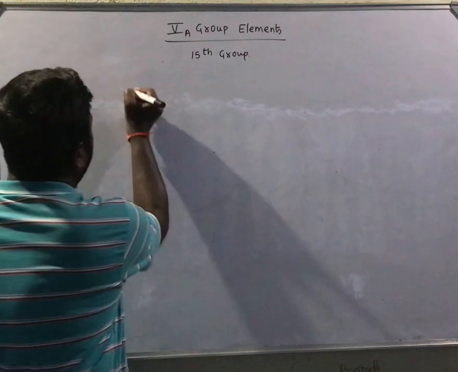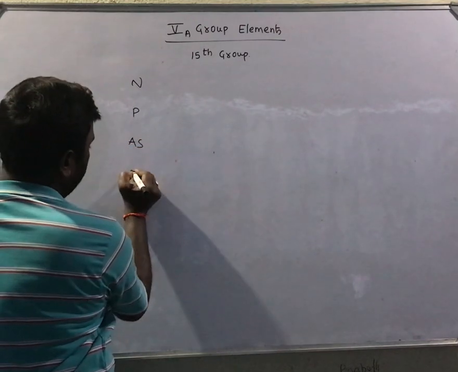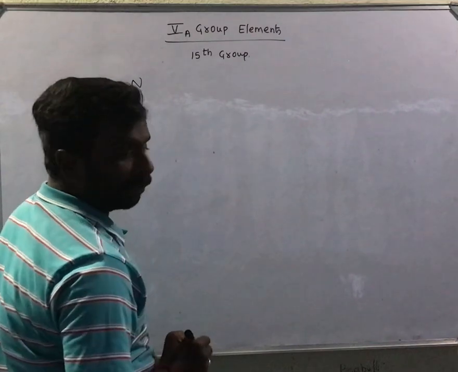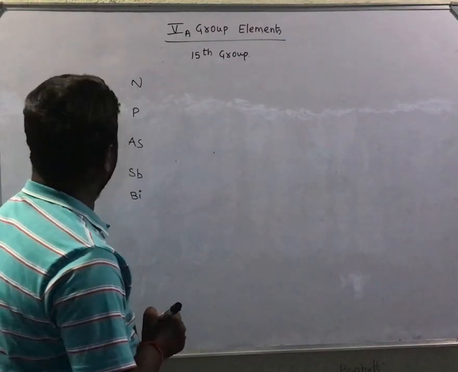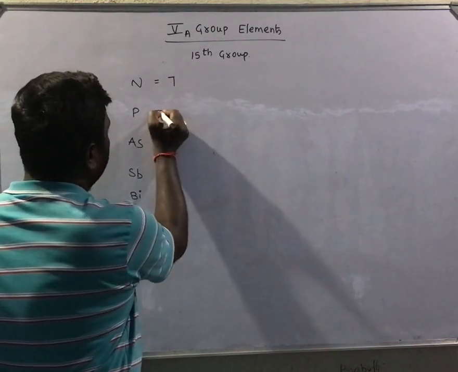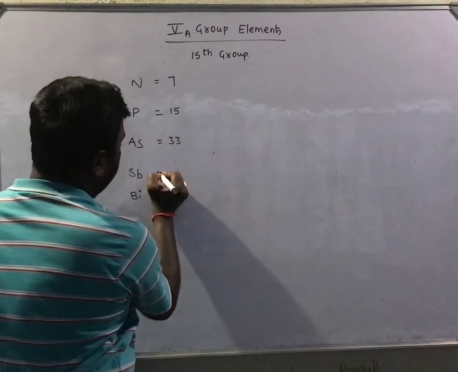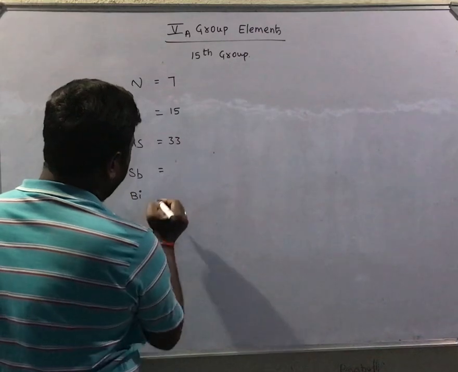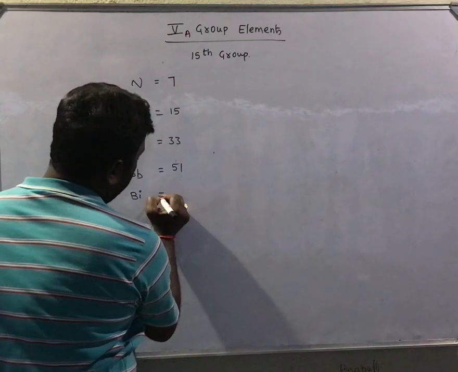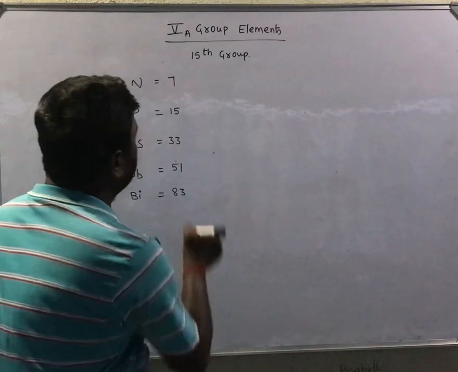So here these are nitrogen, phosphorus, arsenic, antimony, bismuth. Nitrogen is 7, phosphorus is 15, arsenic is 33, antimony is 51, bismuth is 83. These are the respective atomic numbers.